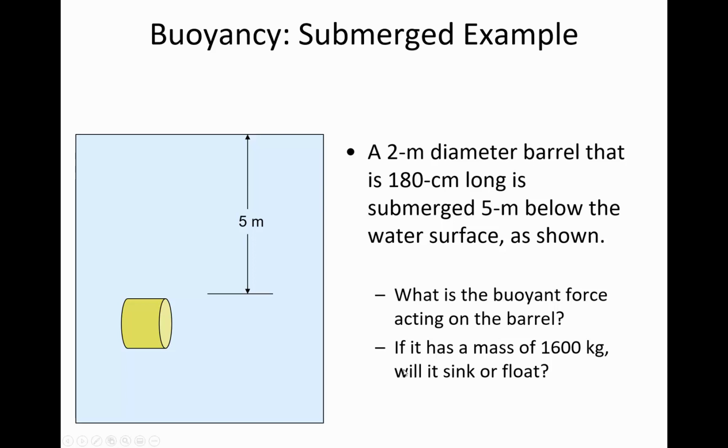And then point number 2, if it is 1,600 kilograms in this barrel, and what we have is the length of the barrel, the diameter, and then the submerged depth. And that submerged depth, just as a hint, is a little bit of a distractor, because how deeply submerged it is does not affect the buoyant force. The magnitude of the buoyant force is independent of how deeply submerged it is. So I gave you that 5-meter dimension, but you don't always need every dimension that's given in a problem.